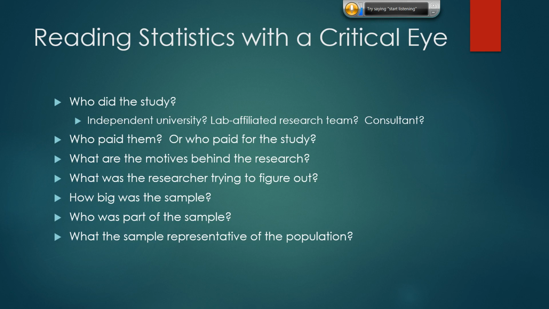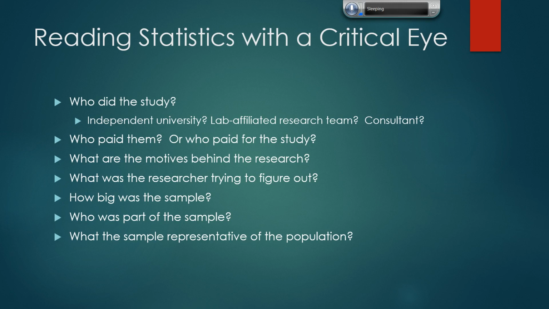So we need to learn to read statistics with a critical eye. A couple of things you can think about when you're doing that: if you're looking at a study, first of all, ask yourself, who did the study? Who conducted the study? You're going to get authors who have been identified as the authors and the researchers, and they're the ones who wrote whatever article came out of the study. Who are they? Who are they affiliated with?